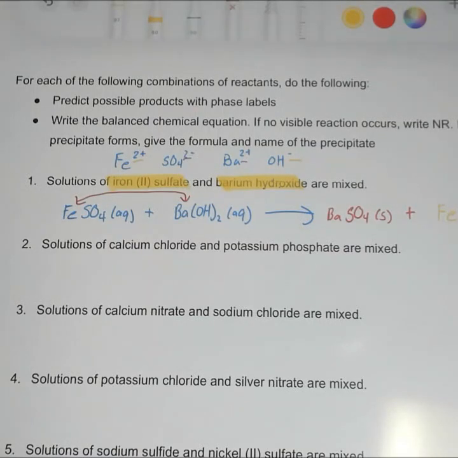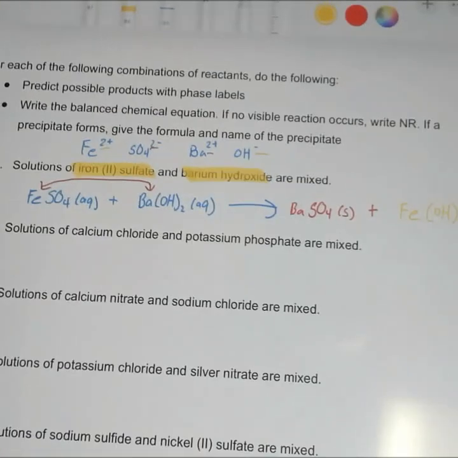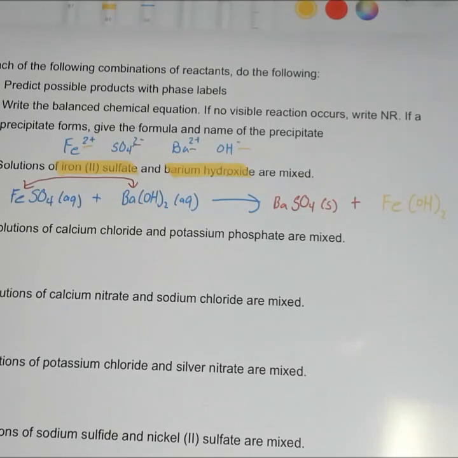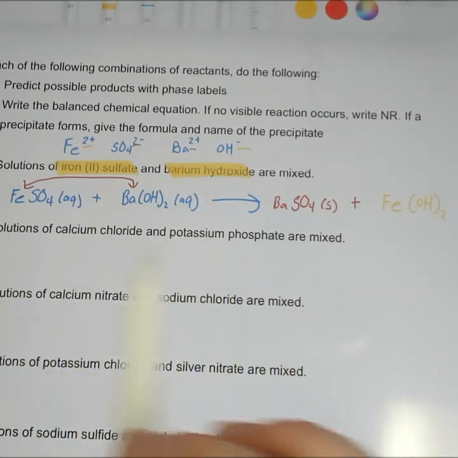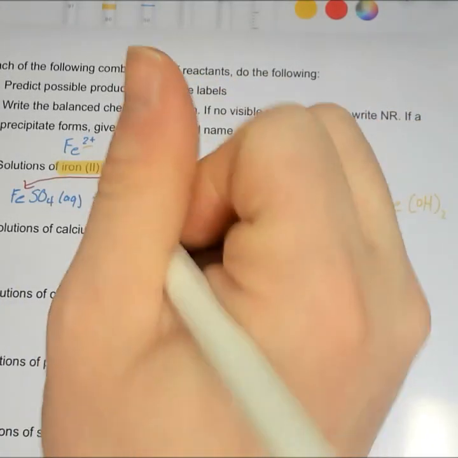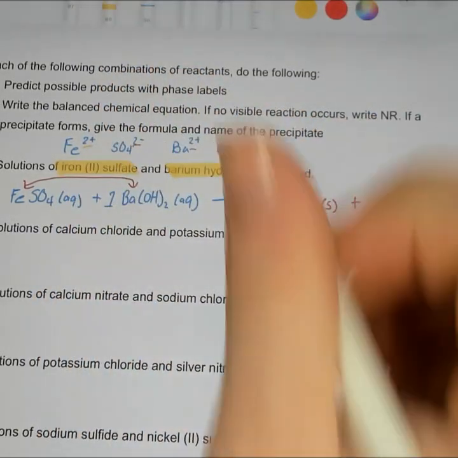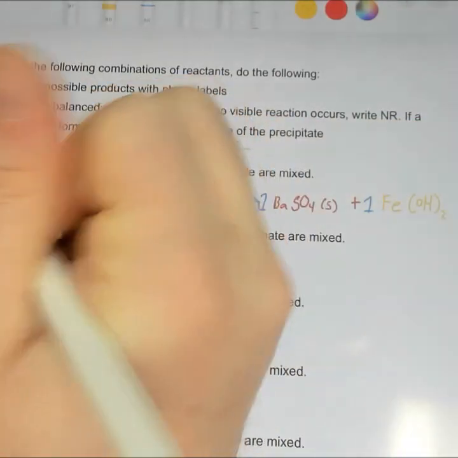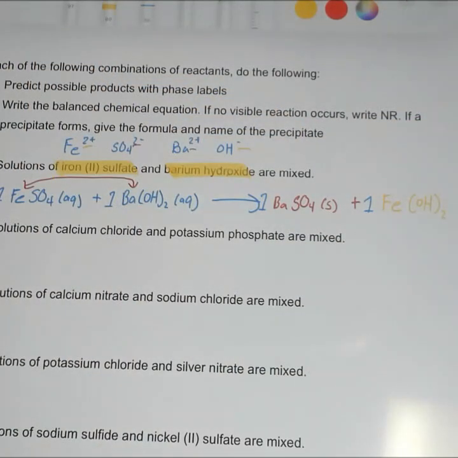Alright, so am I done? No, I shouldn't be. Because it tells me I need to balance my equation, and I also need to write, if a precipitate forms, the name of the precipitate. So I'm going to quickly balance the equation. I'm going to start with one of the OHs. So Ba is 1, OH2, 1. Cool, easy balancing.